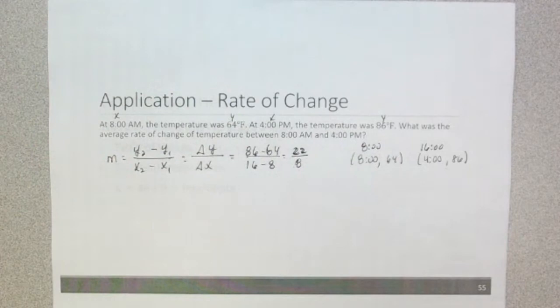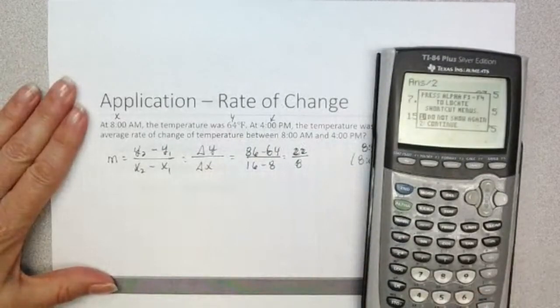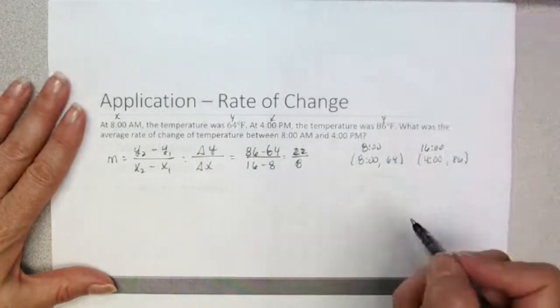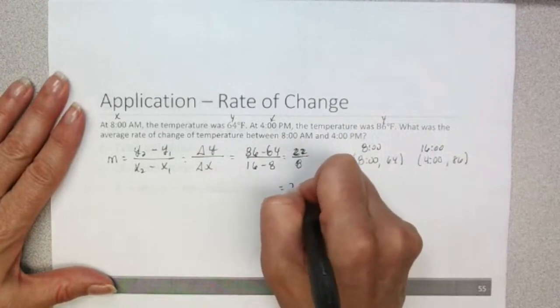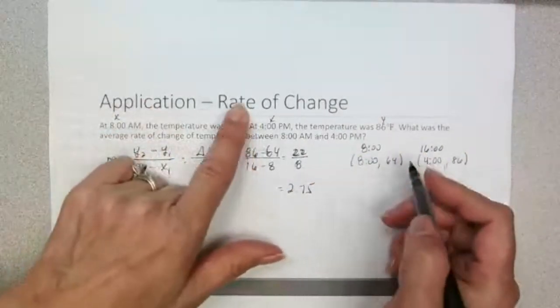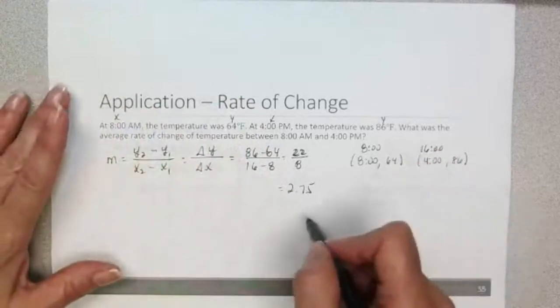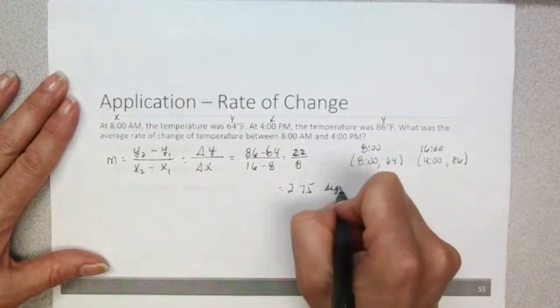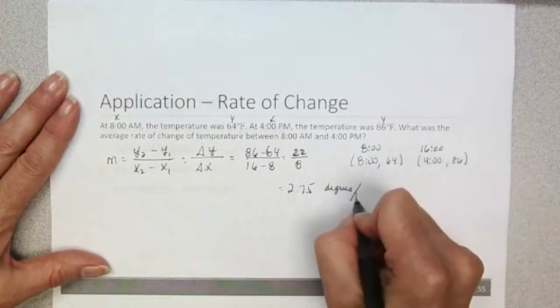22 divided by 8, and if I wanted to write that as a decimal, let's see what that is. 22 divided by 8 is 2.75 degrees per hour. The rate of change is always a change in something over something else. The rate of change is in temperature, or degrees, per hour.